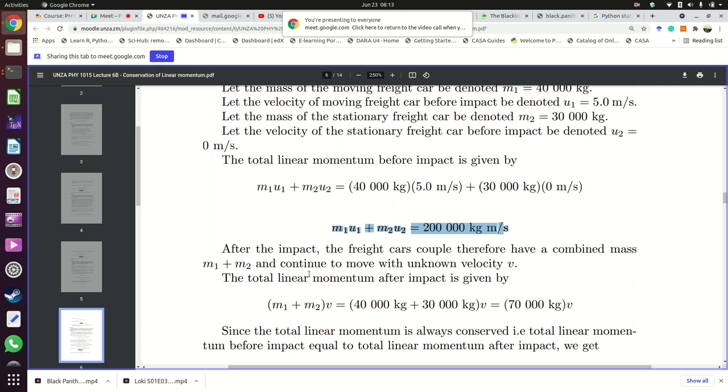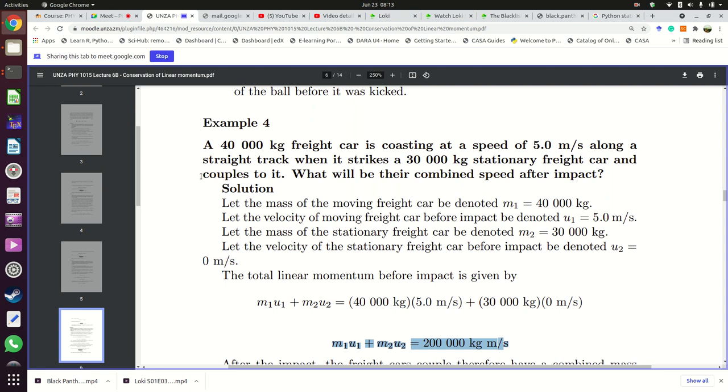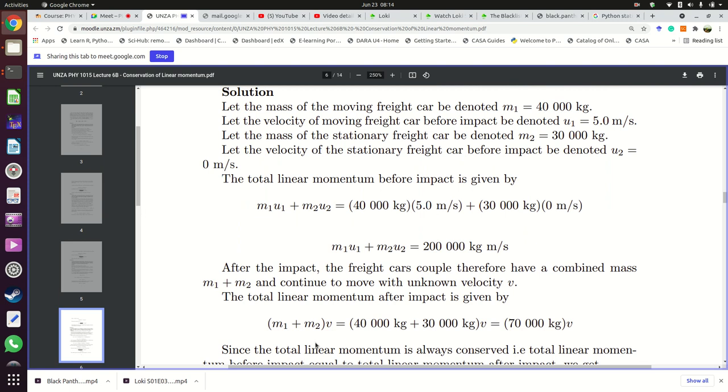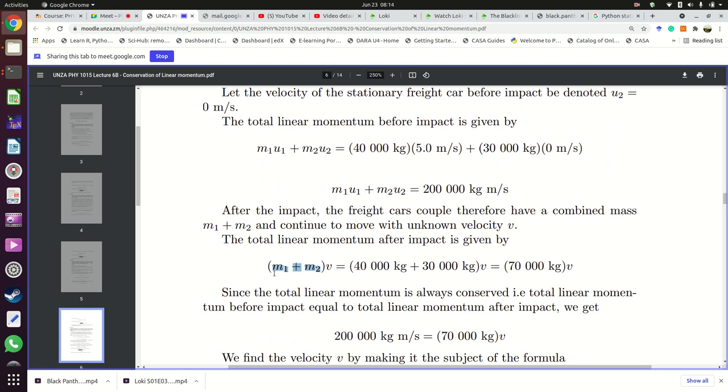Yes, sir. Next, we are told after the collision, the freight cars couple to each other. They couple, which means that they combine. So the 40,000 kg freight car and the 30,000 kg freight car combine. If they combine, then they are going to have a combined mass M1 plus M2. And they are going to move with the same velocity after impact, which is V. So this M1 plus M2 refers to the combined mass of the freight cars after they couple to each other, and they will move with a velocity V. That's the velocity we are looking for.